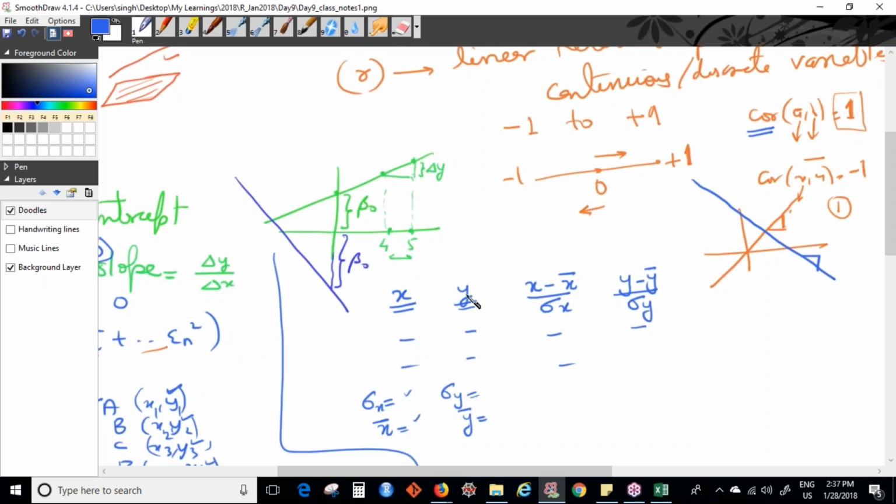It can be anything, Lalitya. I'm not talking with respect to dependent or independent variables. It can be anything. It can be dependent, it can be independent, both can be independent. We are just talking about any two variables, X and Y.